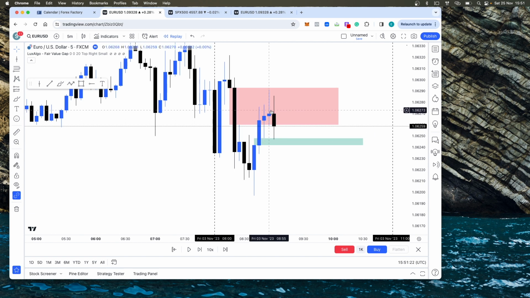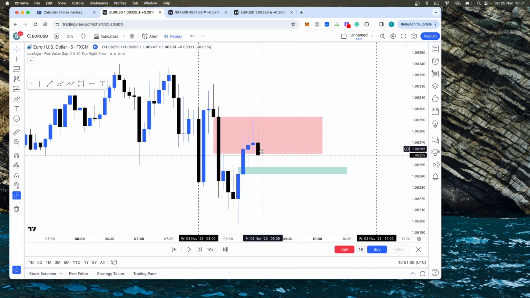We see that we've now formed a higher high. So we had a high, a lower high. There's a break of structure to the upside. We've got a higher high. And we've got a fair value gap that's been formed, and we've touched the fair value gap. So we've got a break of structure. We've got a fair value gap. We've touched into the fair value gap. So the fair value gap's been respected.